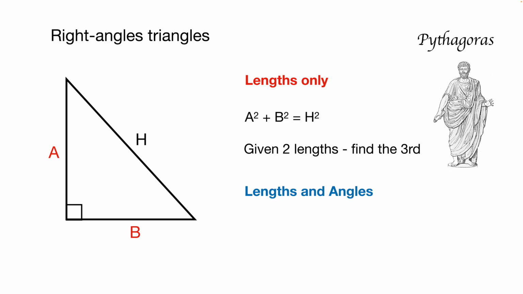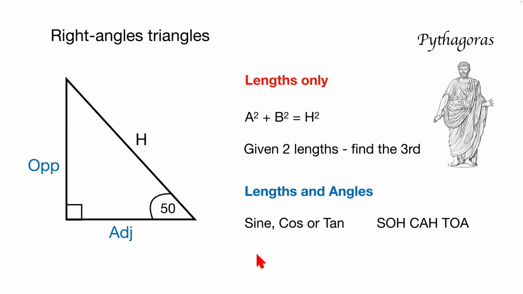Now, conversely, lengths and angles, if we start to see angles appearing, then it's not Pythagoras. We start labelling this up as opposite and adjacent relative to this corner, and we're using sine, cos or tan, or my old favourite, SOHCAHTOA. So when it's lengths only, it's Pythagoras.